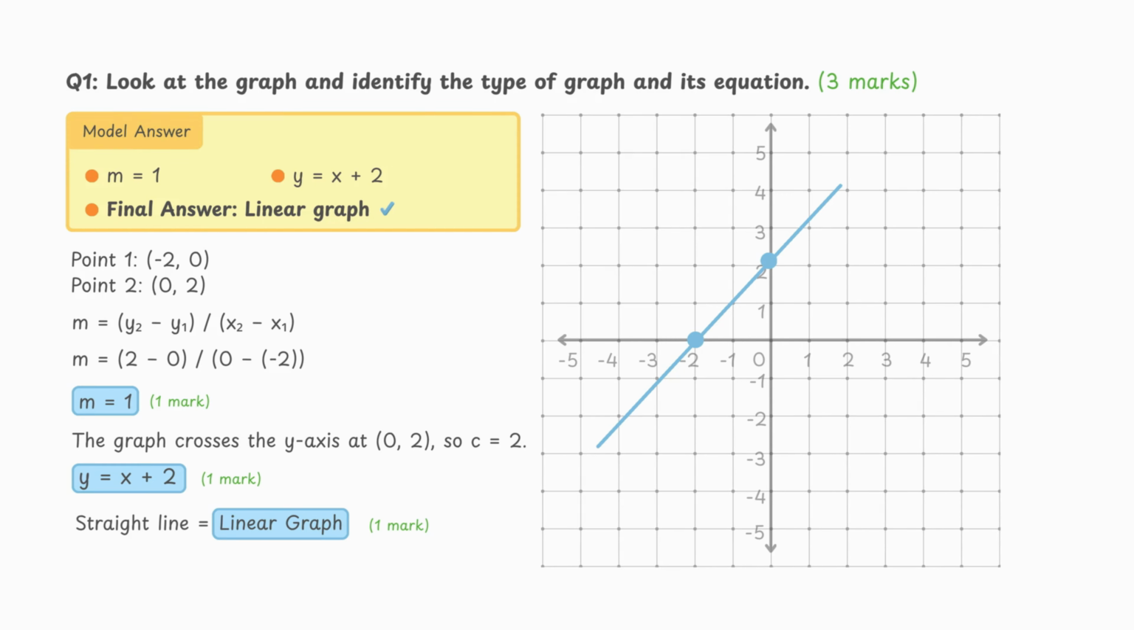Now take a moment to reflect on the process. We started by identifying the shape of the graph. Then we selected 2 points to find the gradient. Then we used the y-intercept to complete the equation. Each step builds on the previous one, and together they give the full answer.